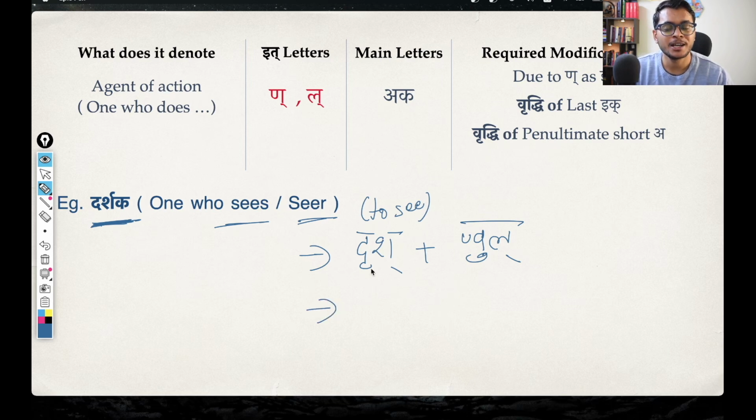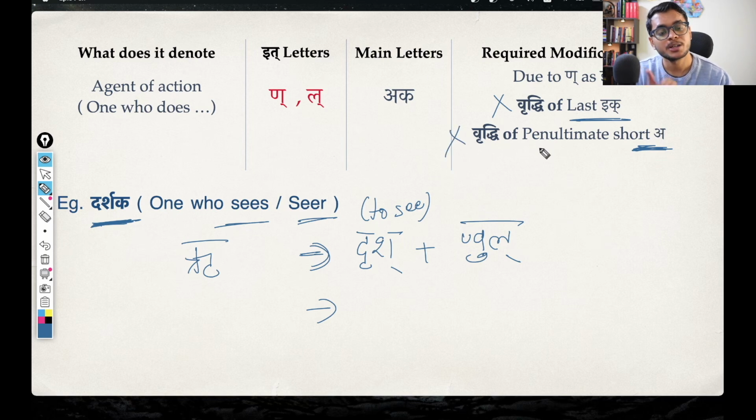Since this dhatu is ending with a consonant, you don't have any last vowel, so this vriddhi is not possible. And then vriddhi of the penultimate short a. But in our dhatu here, the penultimate vowel, basically the second last vowel, is not a short a. It is a ri, as you can see, drish. So since there is no short a for vriddhi to happen, this vriddhi will also not happen.